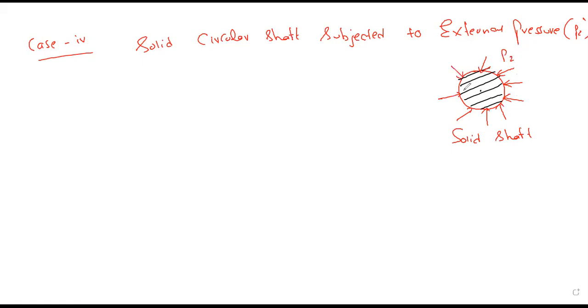So when the solid circular shaft is subjected to only an external pressure, there is no internal pressure at all. By that, what we can calculate from this: your sigma R formula is P by R square minus A, and sigma C is P by R square plus A, which are Lamy's equations.